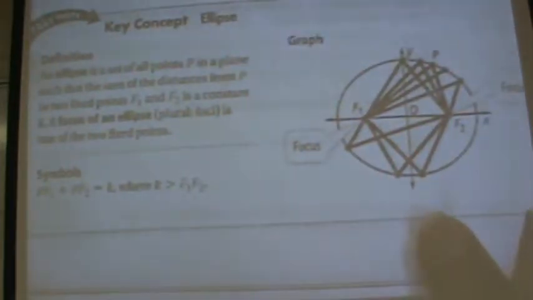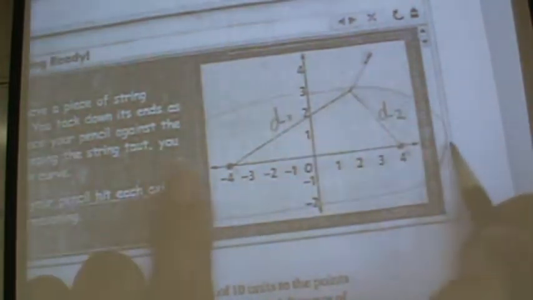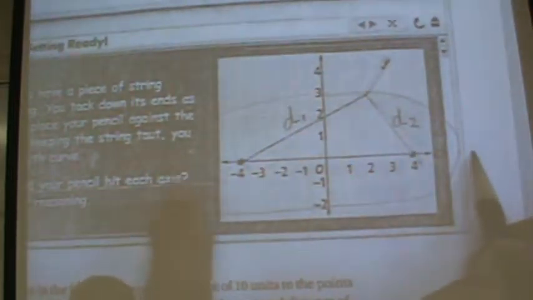And what is an ellipse? It's a set of all points P. So these are all of your points on the plane, and the sum of these two distances from these two fixed points is going to be constant. And by the way, the sum of these is going to be the length of your major axis. So the sum of D1 plus D2 is the length of your major axis.